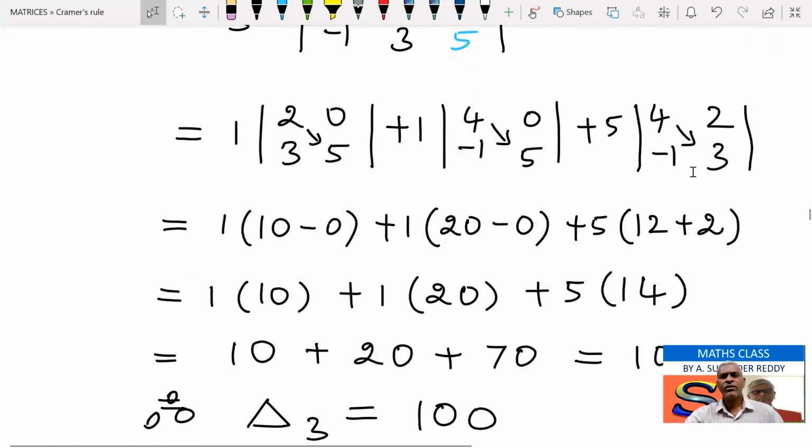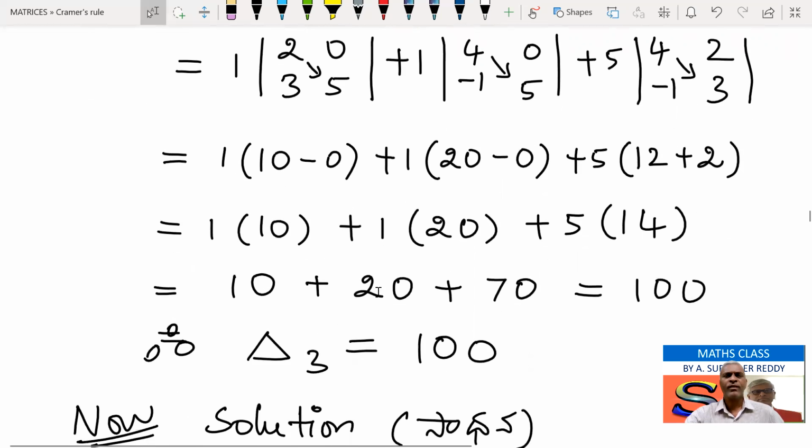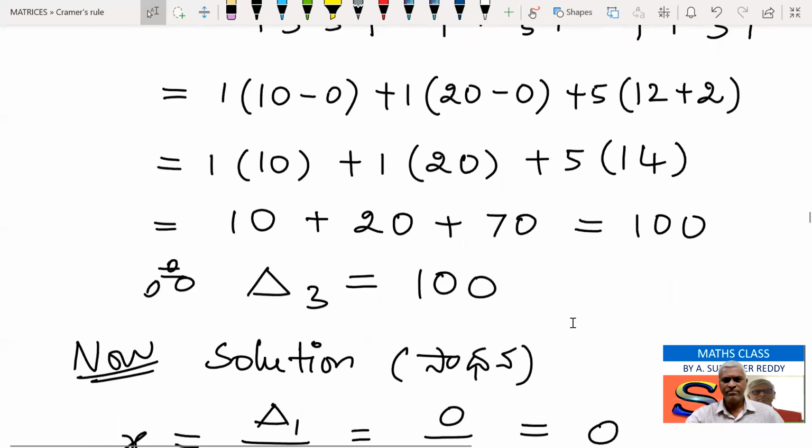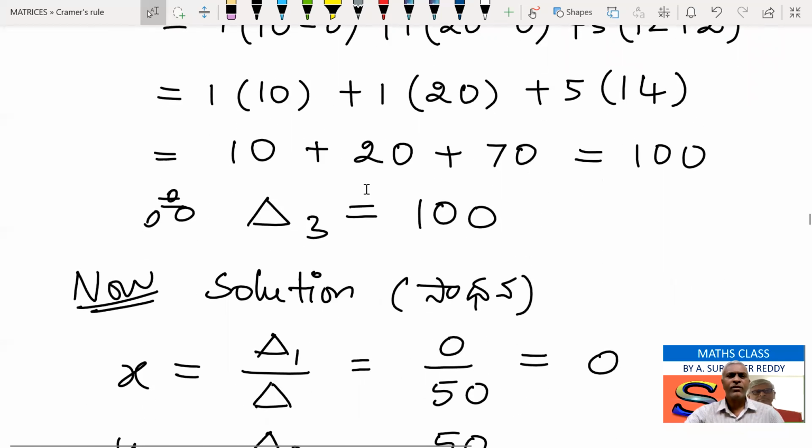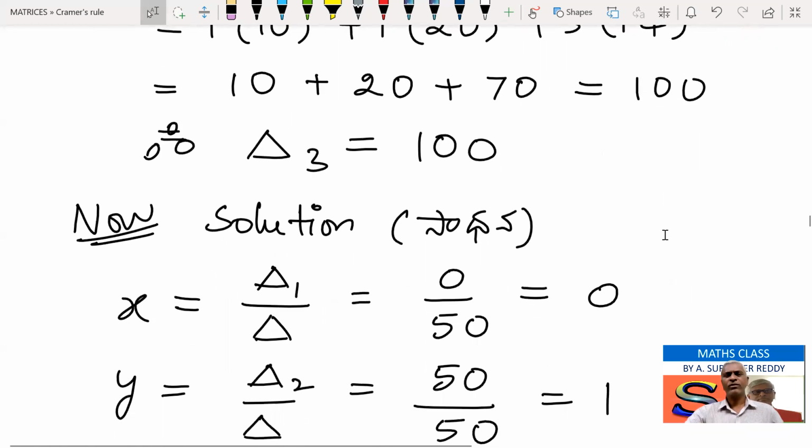5 into 4 into 3 is 12, minus 2 into minus 1, minus 2, minus plus 2. So 1, 10 minus 0, 10, 20, 12 plus 2, 14. 1 into 10 is 10, 1 into 20, 5 into 14 is 70. 10 plus 20 plus 70 is equal to 100. Delta 3 value is 100.